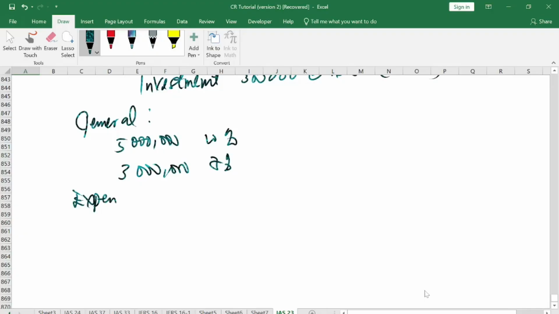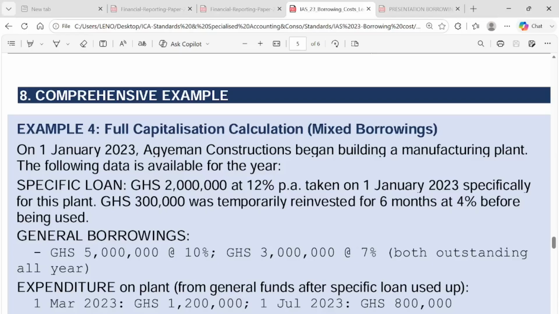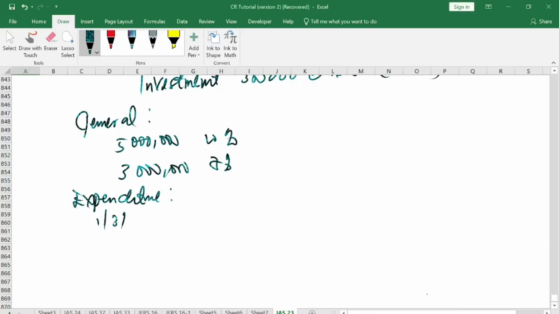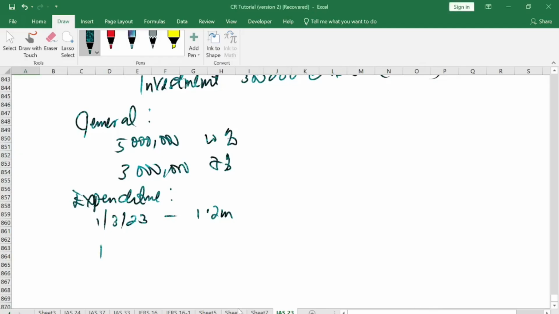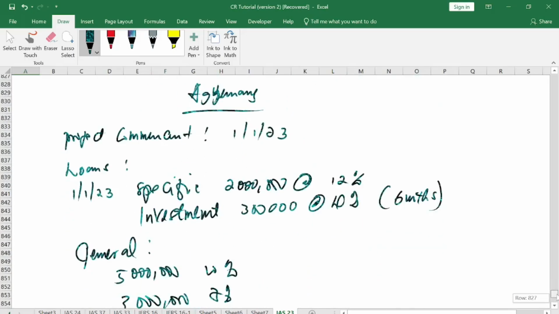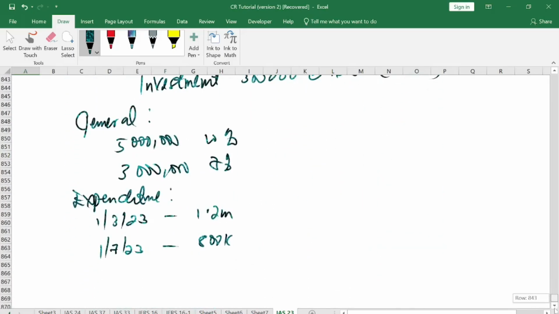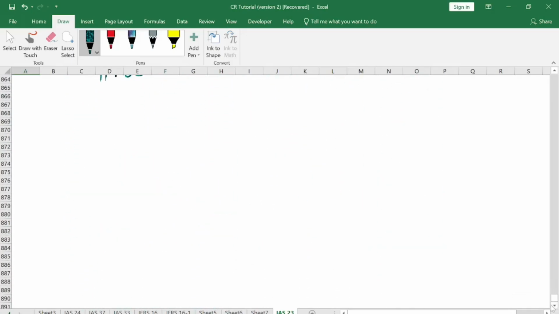1st March 2023, 1.2 million. And then 1st July 2023, 800,000. So this is the question that they want you to solve, to find the borrowing cost. All right, so let us start here. Start with the specific.